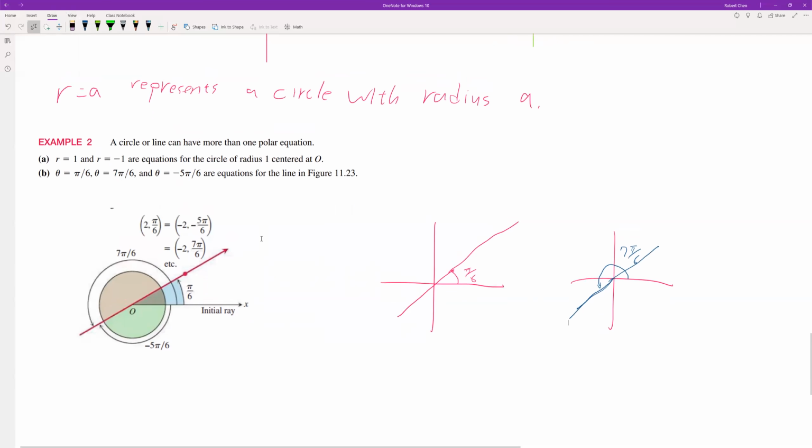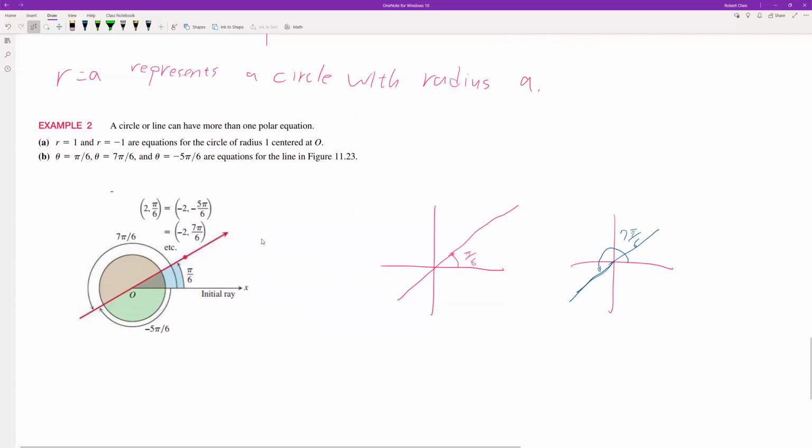And the last one, -5 pi over 6, right? You can do the same thing. Rotate from the initial side by -5 pi over 6, which will get you here. And then again, you do the same thing. You draw a straight line that goes through this point and the origin, and then you get this line. Right? So 3 of the same lines, but with different equations. So to represent a straight line in polar coordinates, all we need to figure out is what theta is, right?